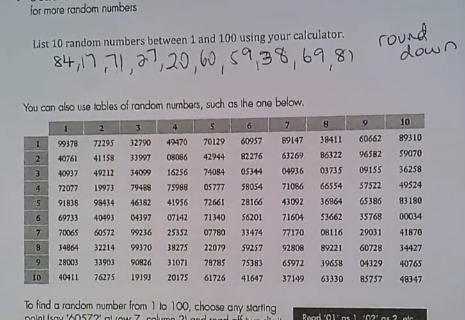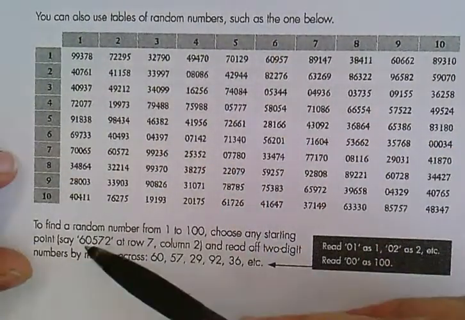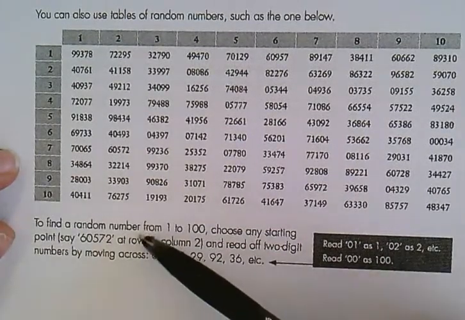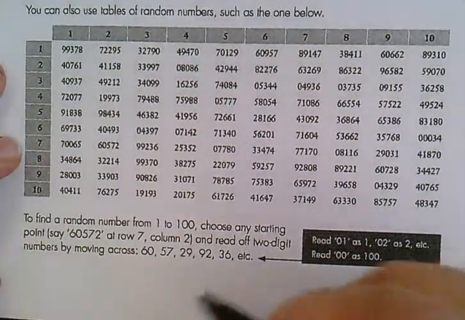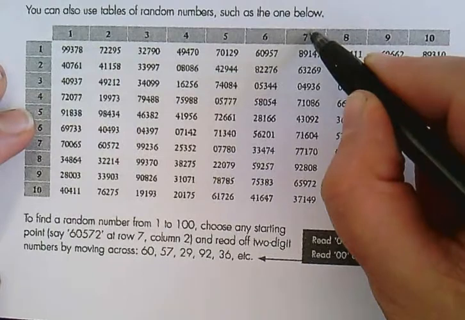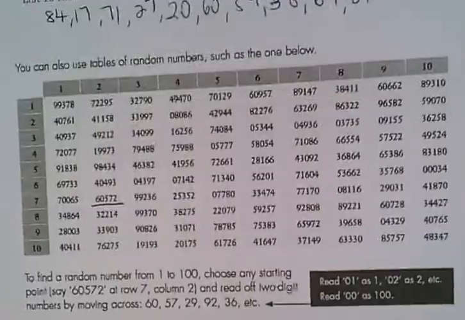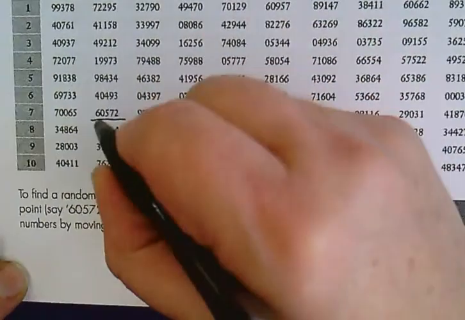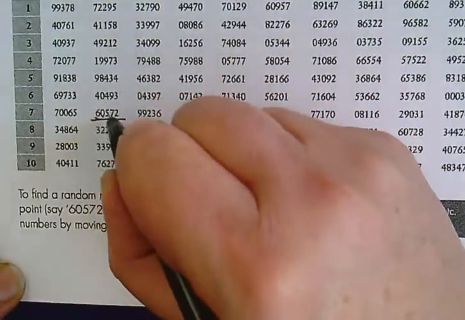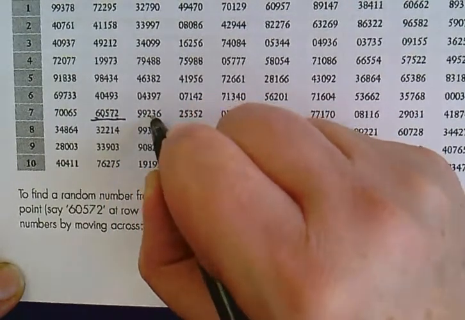So, there is another way of finding random samples. Another thing you can do is use a table of random numbers, such as the one below. So, for example, to find a random number from 1 to 100, you can choose any starting point you wish. Let's say this person started on row 7, column 2 with this number. We want a number between 1 and 100, so you have to read off 2-digit numbers. So for example, 60, can you see? 57, 29, 92, 36. Do you see how we're reading off those numbers?